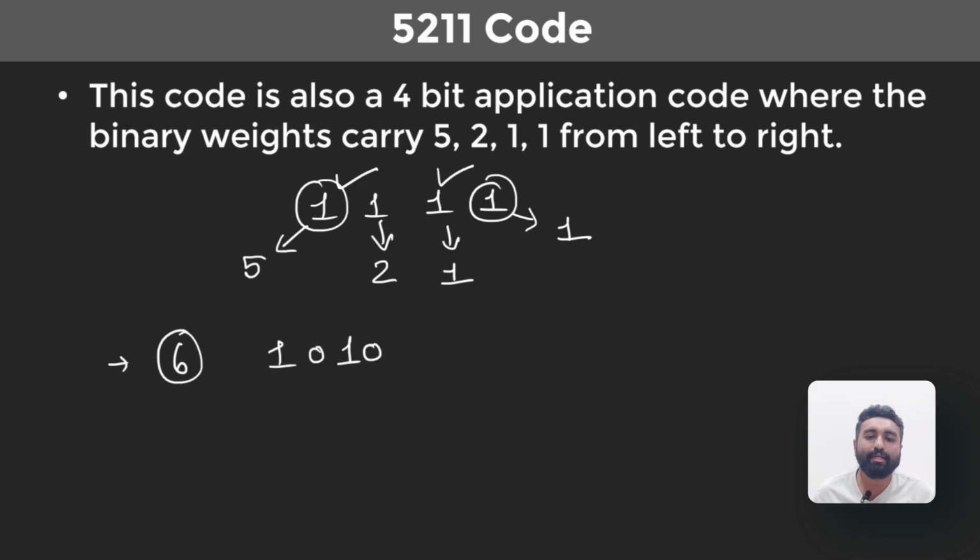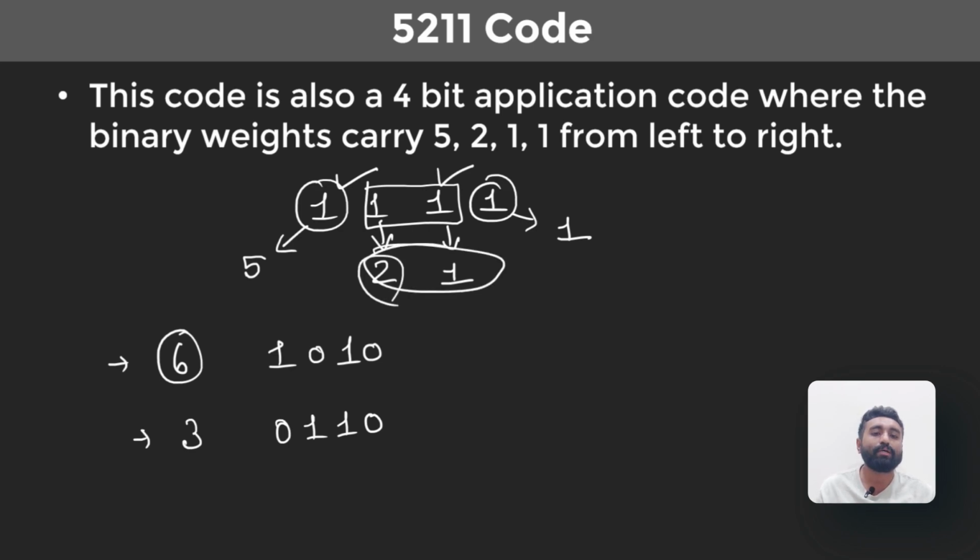Okay, similarly, let's say we want to create 3. For 3, we can add these two numbers, so that is 0110, that is going to give us 3, right? So this is how the 5211 code works. Basically, you need to think that multiple combinations are possible. Let's say for 3 you can add these 2, similarly you can add these 2 plus this one also.